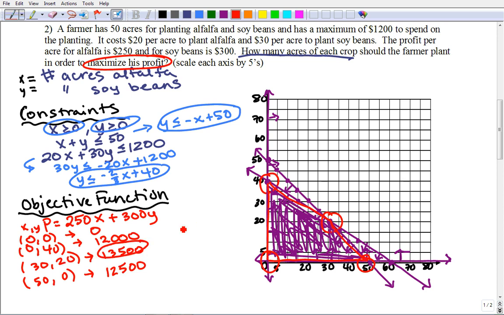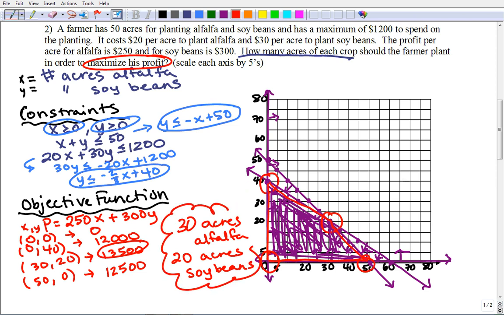So that tells us that we need to plant 30 acres of alfalfa and then 20 acres of soybeans. So there's our answer. We've answered the question, how many of each type should we plant?